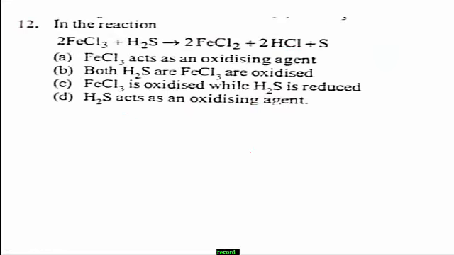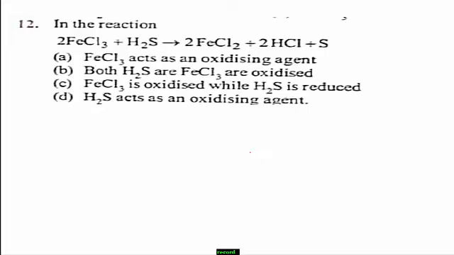Next, question number 12. In the reaction, let's carefully observe the reaction. 2FeCl3 plus H2S gives 2FeCl2 plus 2HCl plus S. Option A, FeCl3 acts as an oxidizing agent. Option B, both H2S and FeCl3 are oxidized. Option C, FeCl3 is oxidized while H2S is reduced. Option D, H2S acts as an oxidizing agent. Which one is the right answer?